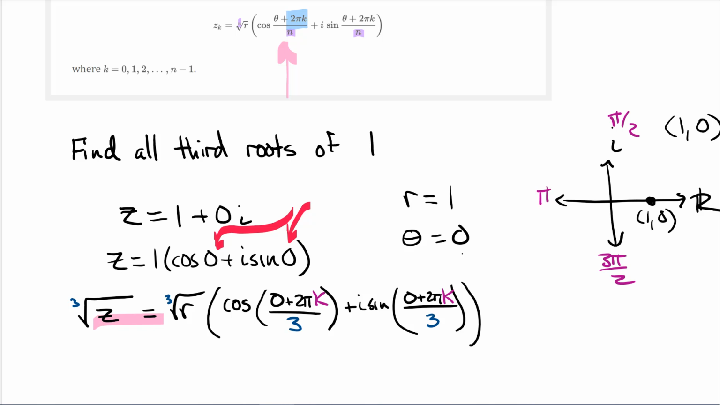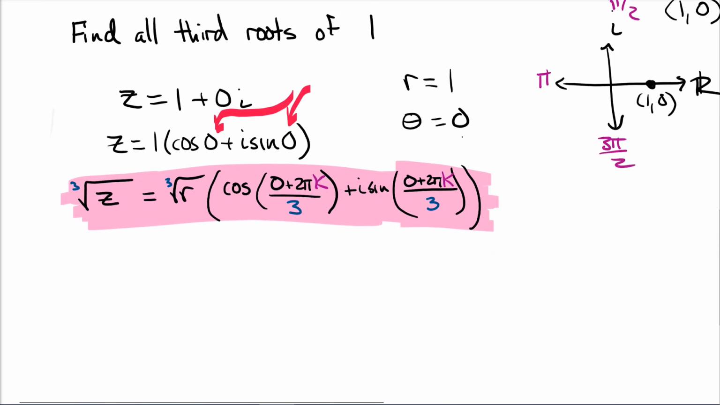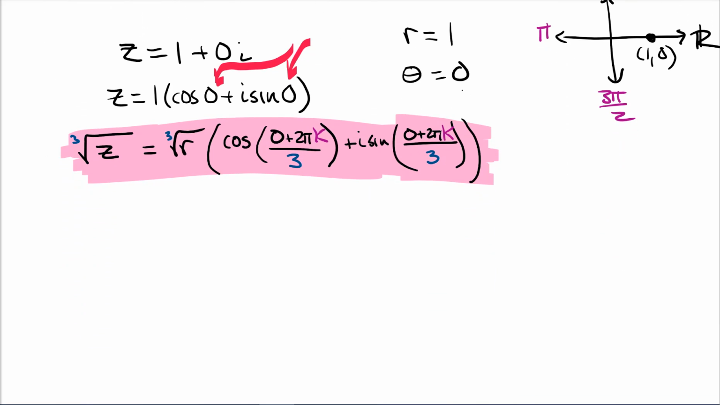We're going to get all of our solutions from this. Now the game starts off as we're going to plug in k equals 0, k equals 1, k equals 2. We go all the way up to the number right before the root. Right? We're taking a third root, so we do 0, 1, and 2. And if you count on your fingers, 0, 1, 2, that's 3 different numbers, giving us our 3 answers. So let's start off when k is equal to 0.